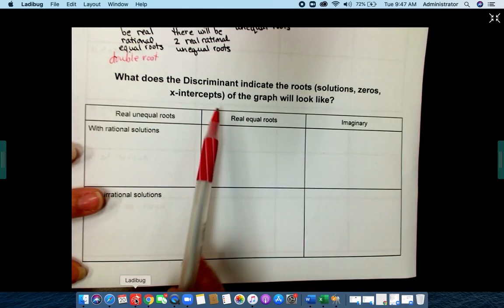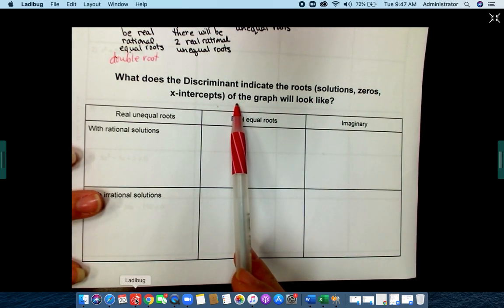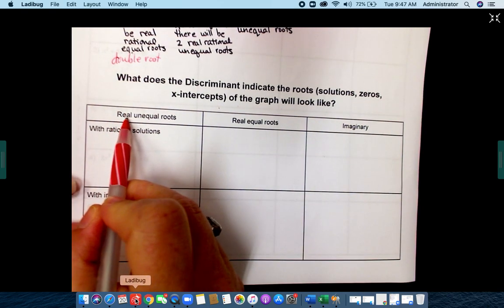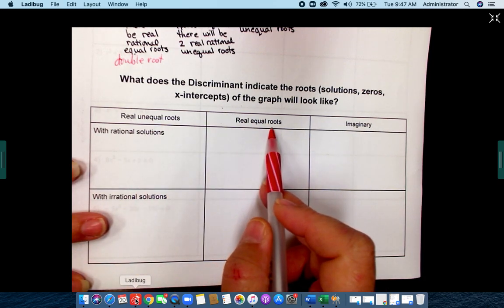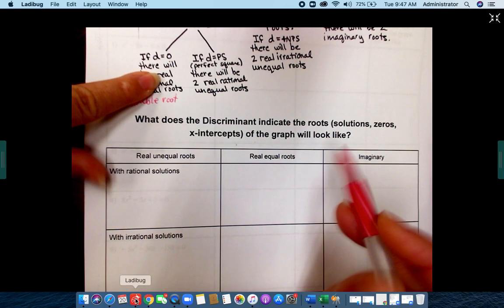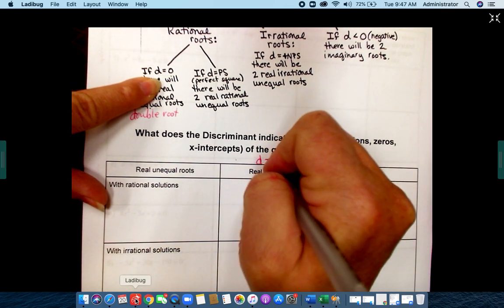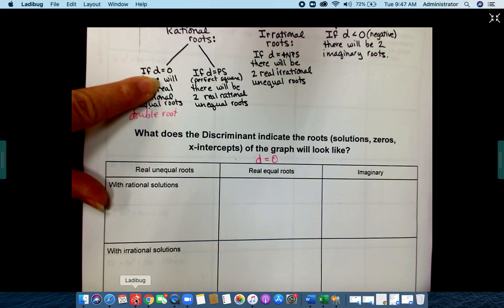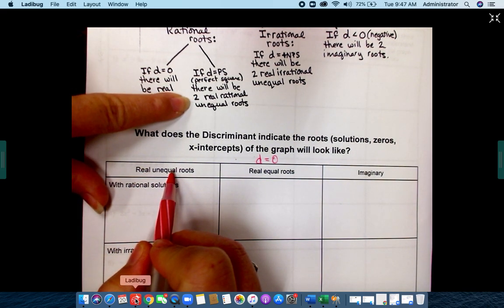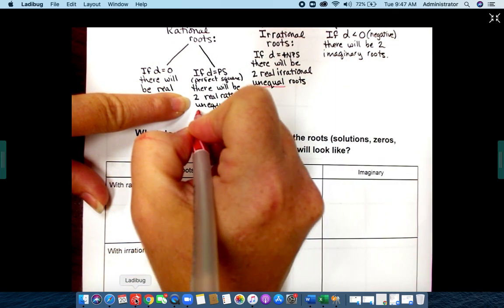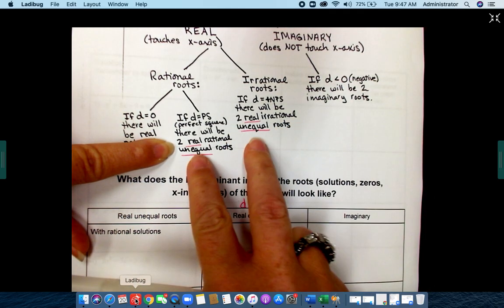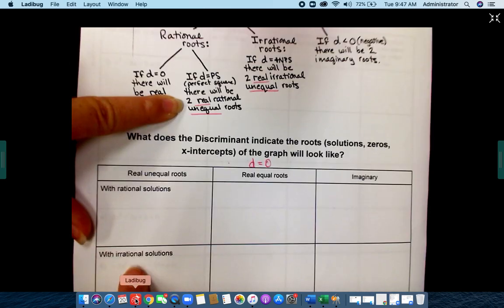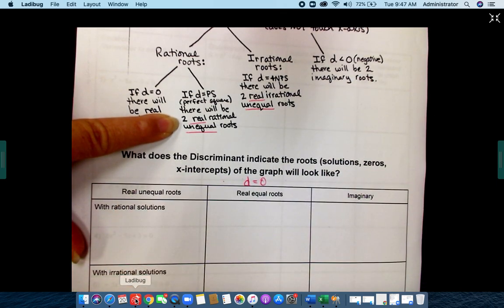All right. So let's talk next about what this discriminant indicates that the roots of the graph will look like. So if I have real unequal, that means not the same. So 2 equal roots, real equal roots, again, that's when our discriminant is equal to 0. So discriminant equals 0. I'm going to add this to the top of my table. Real unequal. Notice here I have unequal, and they're both real, are they not? Real, unequal. That means I could have rational or irrational solutions. So that's what I'm going to illustrate here in this box.